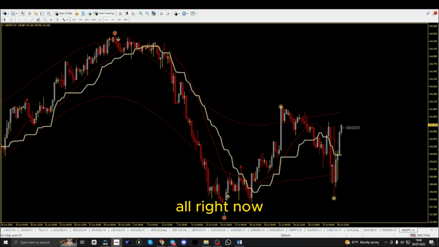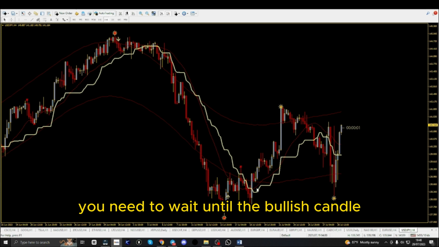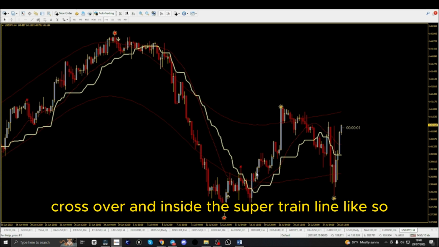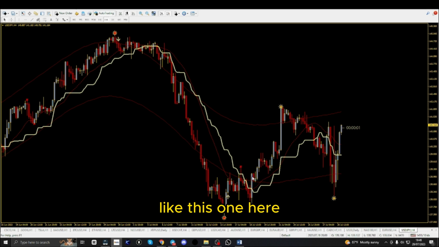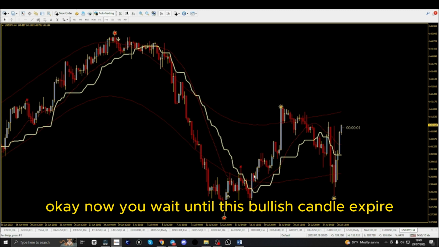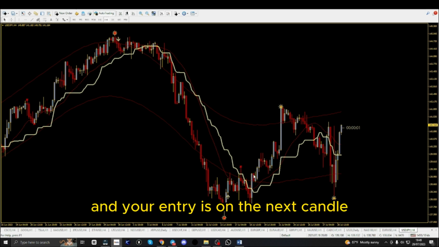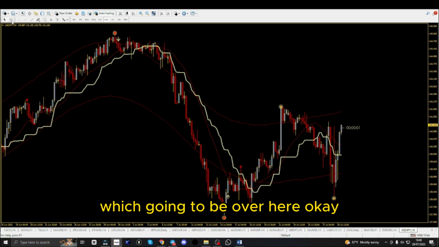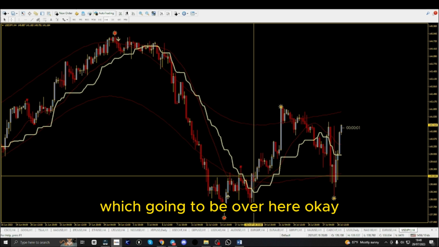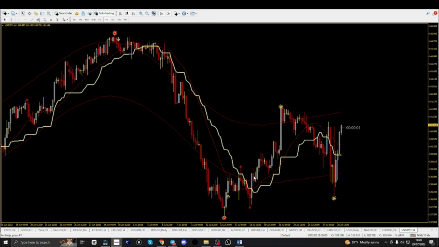Now if they are there, you need to wait until the bullish candle crosses over and inside the super trend line, like this one here. Now you wait until this bullish candle expires and your entry is on the next candle, which is going to be over here. And look what happened. You enter over here, it just goes up.